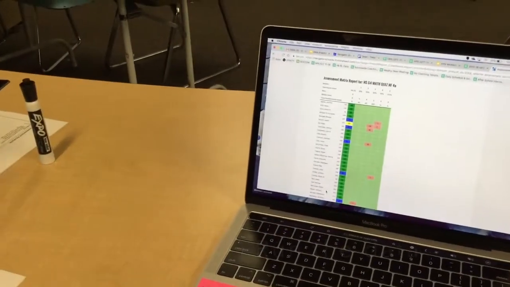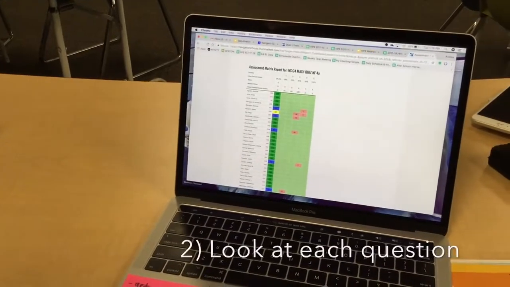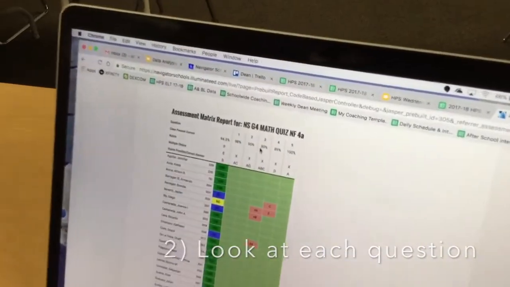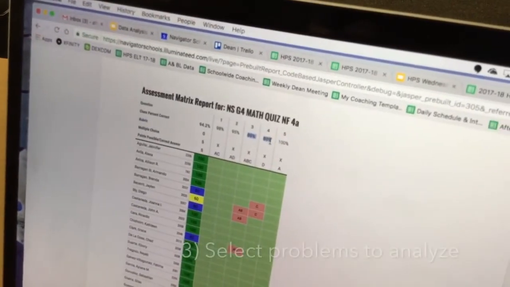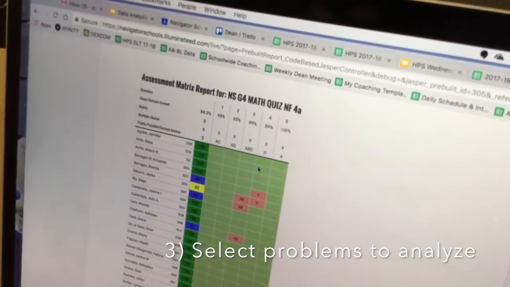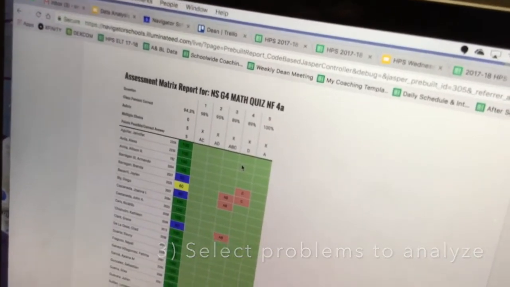Students did very well on this last quiz, so I'm going to start to look and see what questions students missed. Number 3 and 4 had the lowest overall percent, so I know for my data meeting, that is what I'm going to focus on.